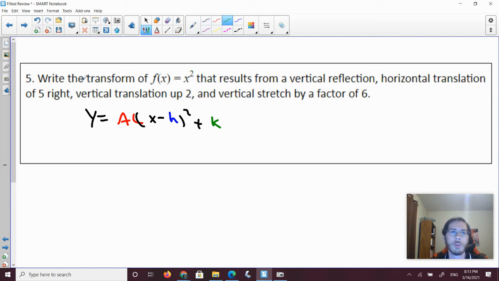So let's just kind of go in order that they give it to us in the problem. So first we have a vertical reflection. So a vertical reflection means I need a negative sign in front of a. So let's build it up. Let's put a negative sign in front of whatever our function is going to be.